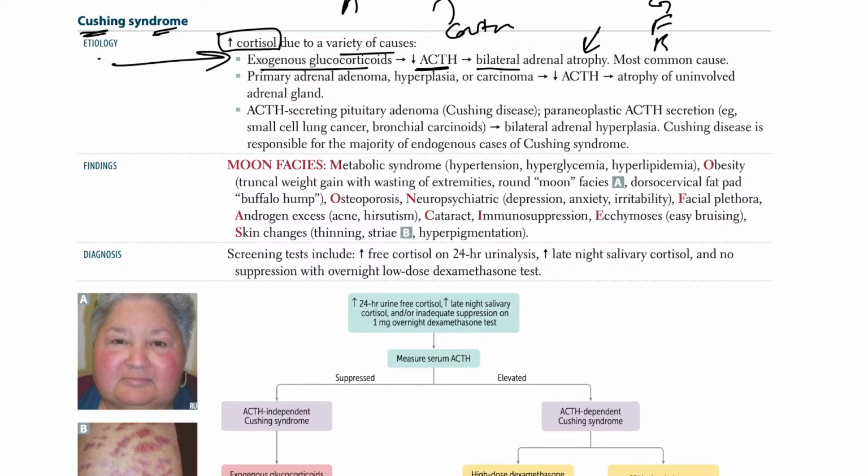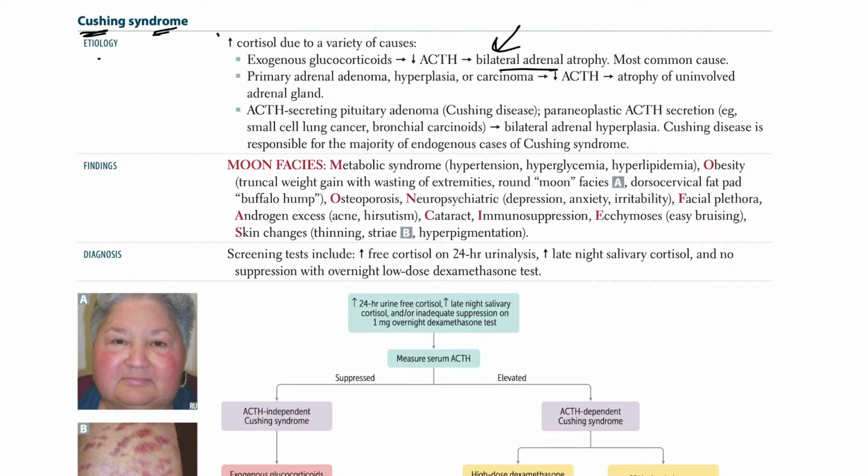So your G was stimulated by your angiotensin 2, right? F and R were stimulated, which are two big layers again. They're stimulated by your ACTH. So when you don't have ACTH, your F and R are going to go down into atrophy. Okay. Bilateral. Why bilateral? Because when you don't have ACTH that comes from top, you are going to cause bilateral adrenal atrophy. Simple as that, which is the most common cause.